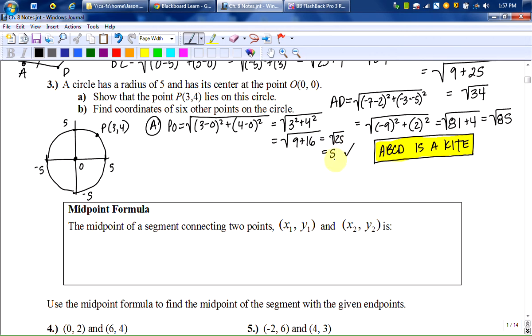And that makes perfect sense because it had stated that the radius was 5. 5 is the distance from P to O, which correlates to the radius. So that means that everything's checking out. It's looking for at least 6 other points that lie on the circle. So what I should be able to do is map this point around the circle, like so.